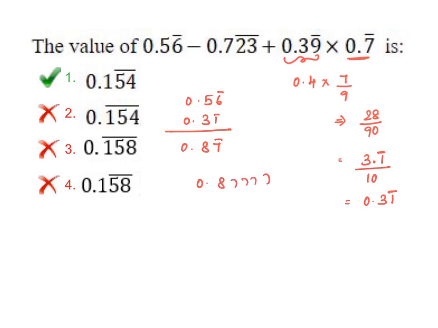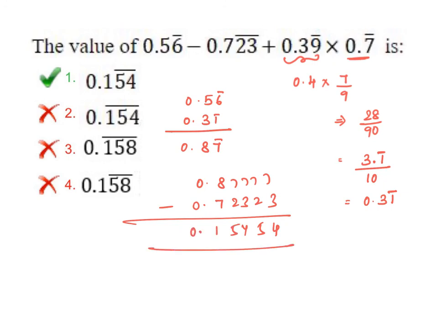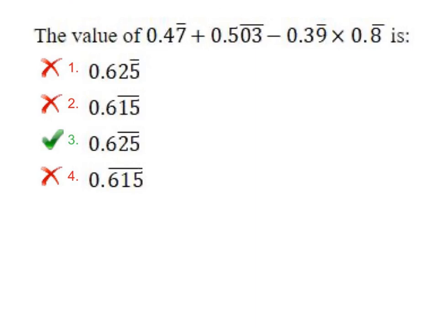So I can write it as 0.87777 minus 0.72323. Subtract it, it is 4, it is 5, it is 4, it is 5, this is 1, therefore it is 0.1545454. So it is bar on 54. The value of this expression.